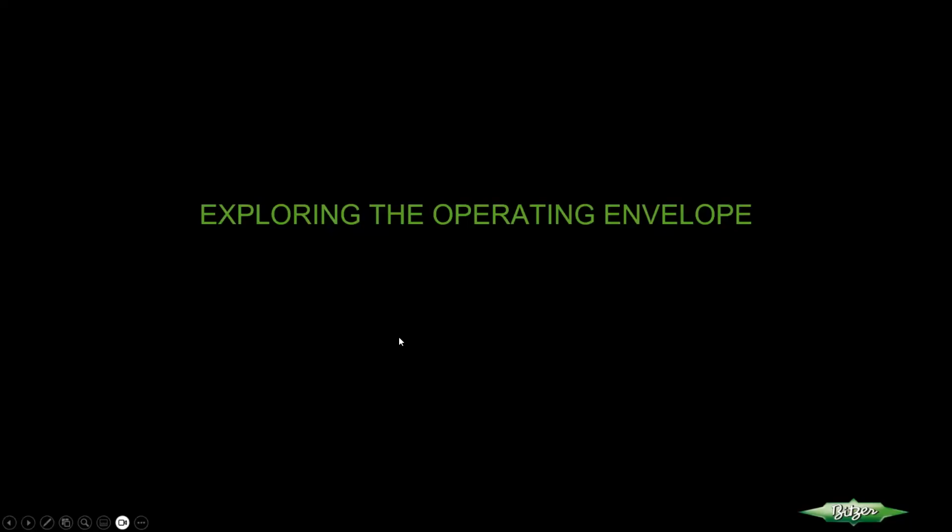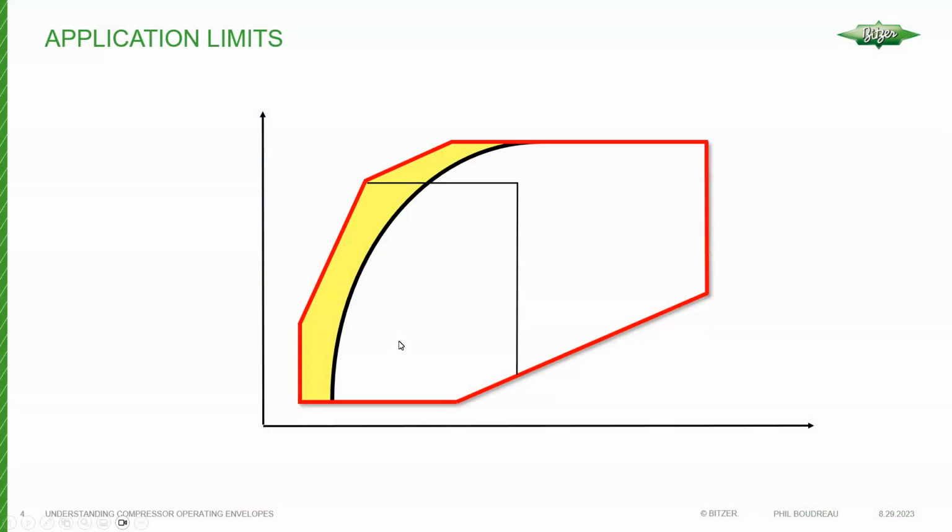So to get things rolling, we'll take a look at a basic envelope for a compressor. Along the horizontal or the x-axis, or the abscissa, we have the saturated suction temperature. Sometimes this is referred to as evaporating temperature, but note that your saturated suction temperature really is always, in theory, going to be less than your evaporating temperature.